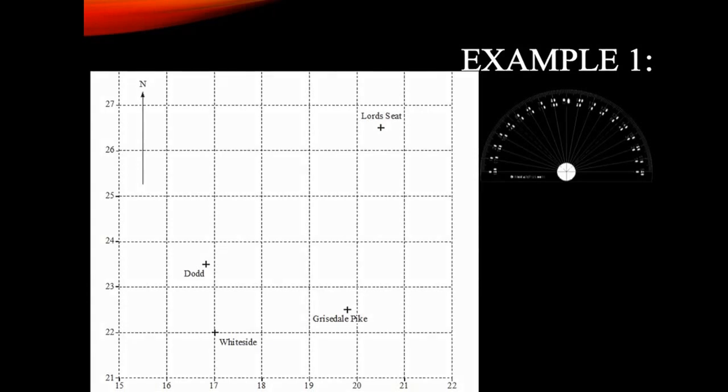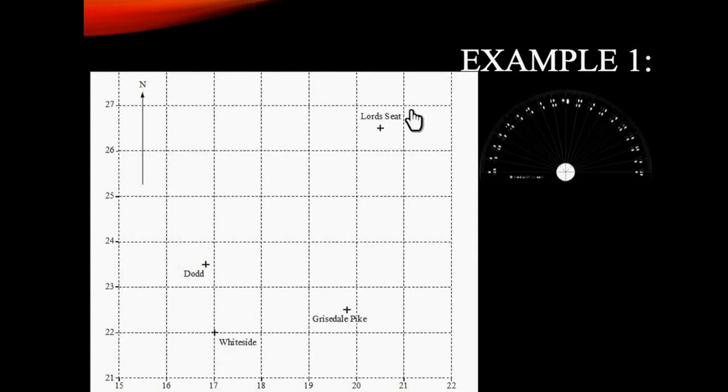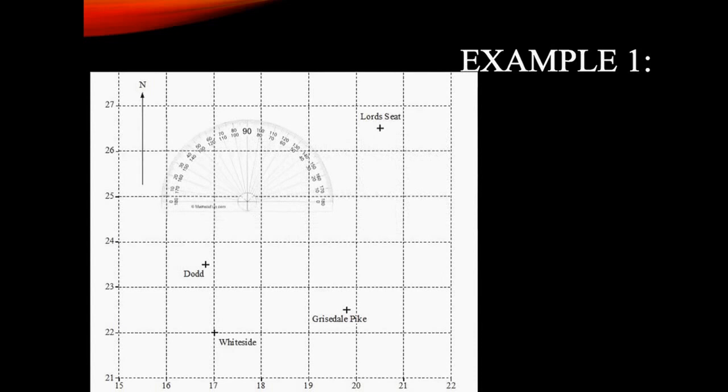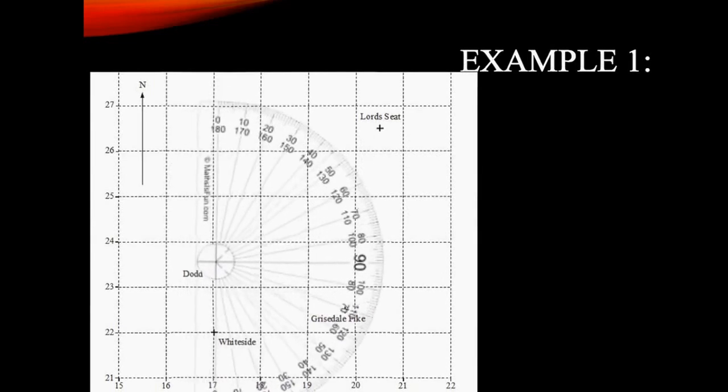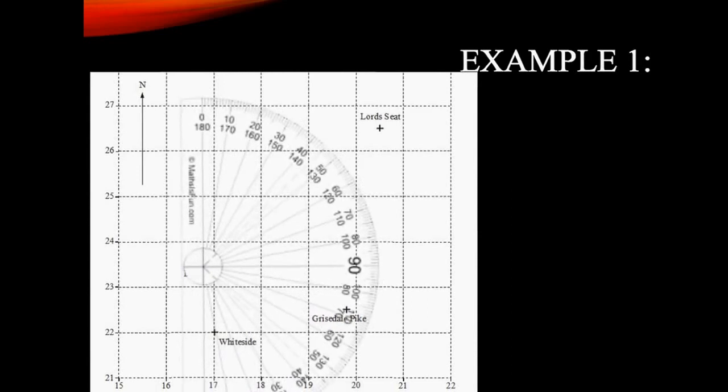So in this example then, I've shown a little picture here, and the picture's got a north arrow here. This is really important. Whenever we're doing bearings, we're always going to be working from north. And I've got four places: Dodd, Whiteside, Grisdale Pike and Lord Seat. Now what we're going to be doing is using our protractor to pick an angle, and we're going to measure from north down to the place that we're going to.